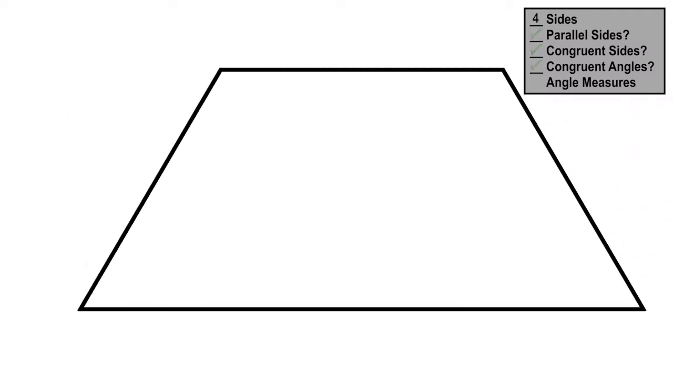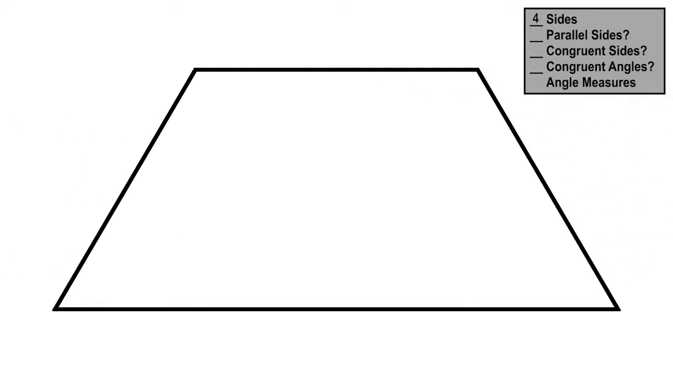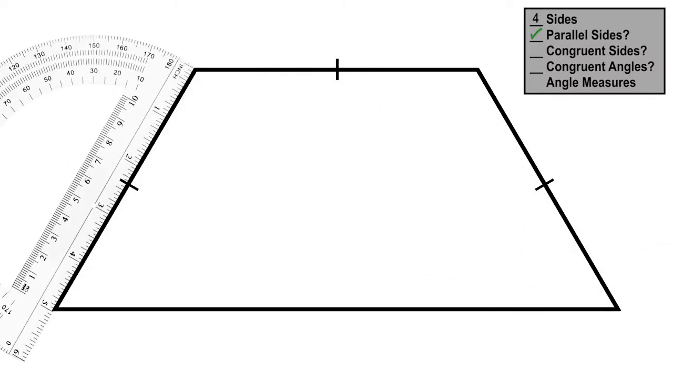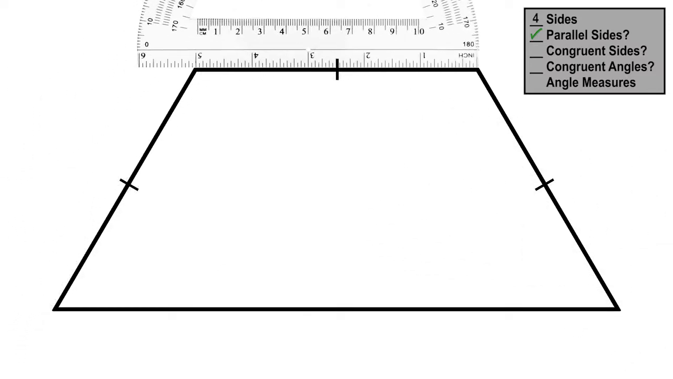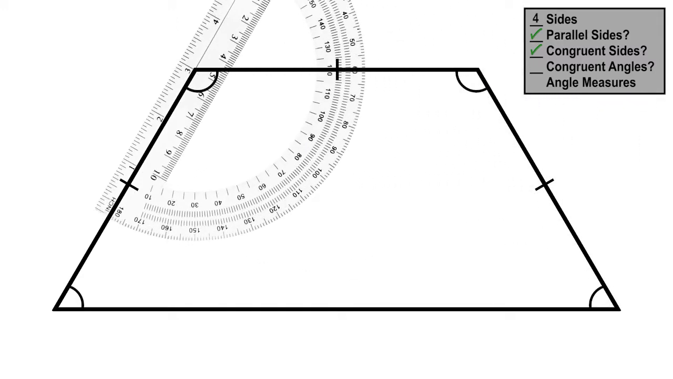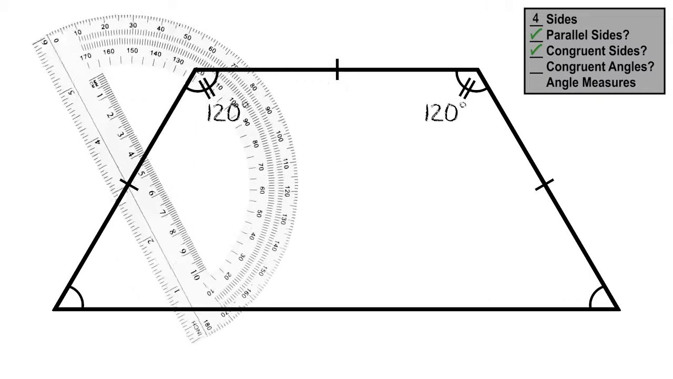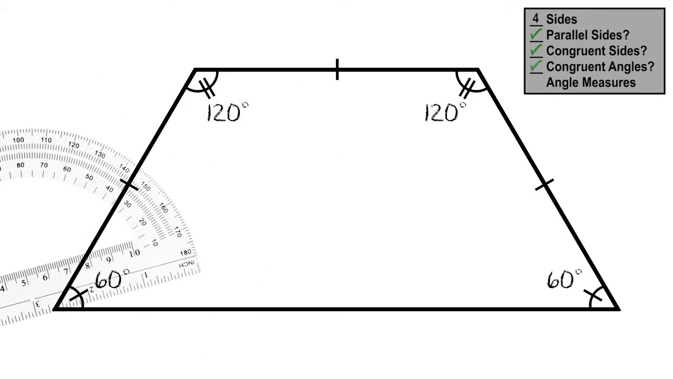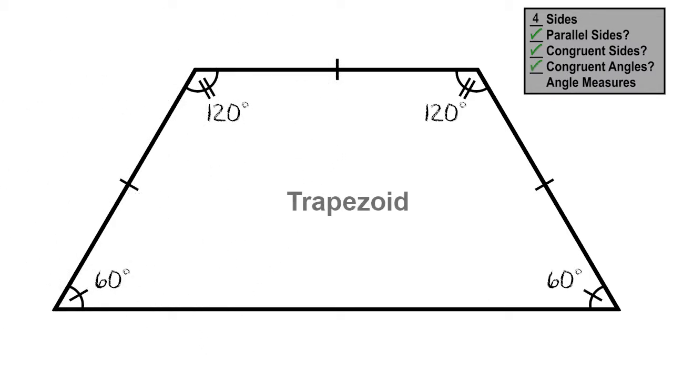This shape again has 4 sides. We can easily identify the top and bottom sides as parallel. But what may not be immediately evident is the congruence in the length between the top side and the non-parallel sides. We can discover this by measuring each side with a ruler and proving they each have the same length. Measuring the angles, we can identify the uppermost angles as 120 degrees and the lowermost angles as 60 degrees. The most specific name for this shape is a trapezoid.